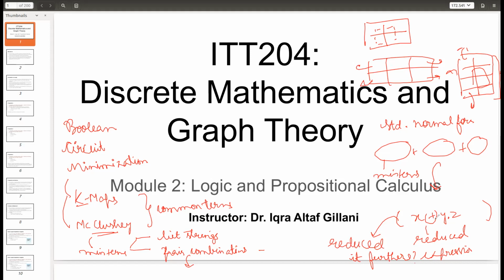And then finally, what we'll discuss today is the most important aspect of this course, which I've always told you about: what are the applications of this module. That's how we'll end this module, by discussing various applications of this logic and propositional calculus. But the starting topic for today is: can we go beyond the Boolean circuit minimization achieved by K-maps and McCluskey? Is there something which can help us go beyond that? So with these words, let us start today's discussion.